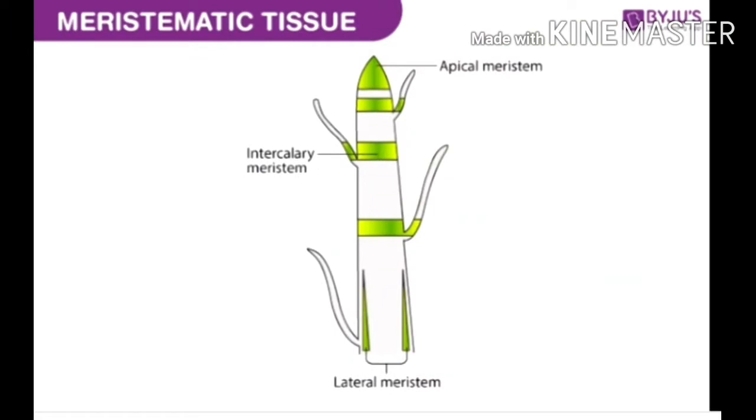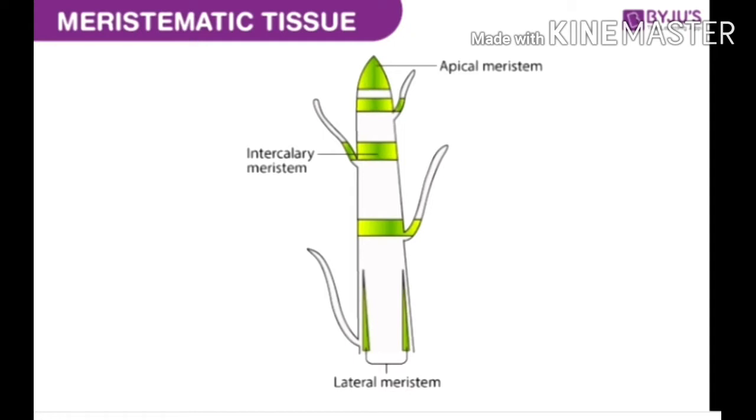Now, going to the types of meristematic tissue. Meristematic tissue contains three types. Those are the apical meristem, the intercalary meristem and the lateral meristem. Now let us take a quick look at the different types of meristematic tissue. You can see here there are three types in plants: the apical meristem, intercalary meristem and the lateral meristem.